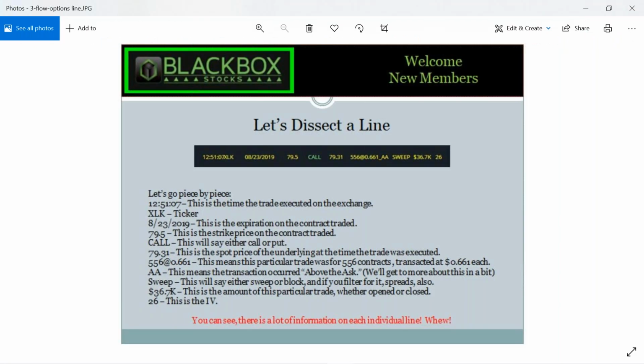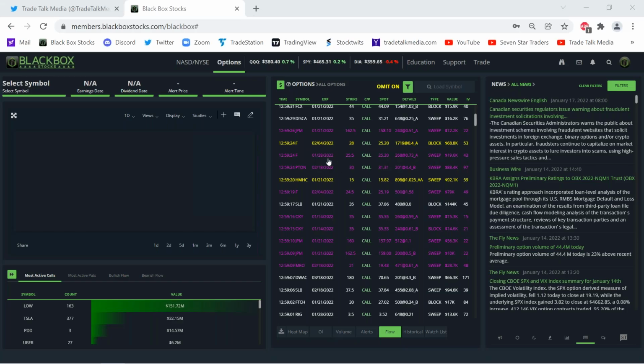So on your screen, this is one of the slides from the flow class. And that might be a little hard to see. So let's actually go right from the scanner here. And let's find one that's easy to read. This DISCA at the top here, this white line of flow. This is basically telling us that at 12:59 and 29 seconds, the contract was DISCA, 121 expiration, $35 calls. That's the contract that was traded. The spot price here, up top, you can see it says spot, 31.21.